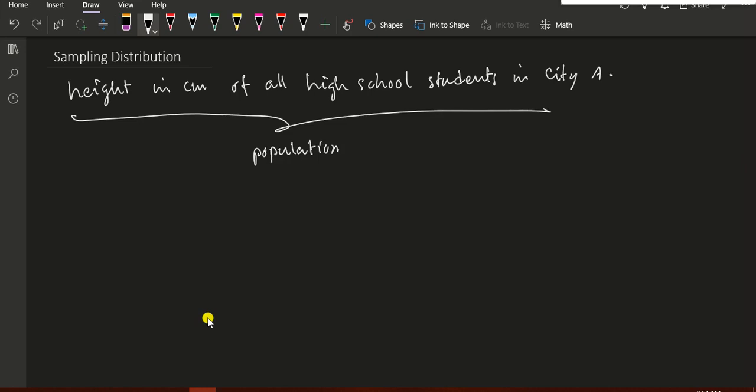Since it is height in centimeters, which is numeric, we can calculate its mean and standard deviation, sigma. So this mean and standard deviation is coming from the population. So this is known as a parameter.